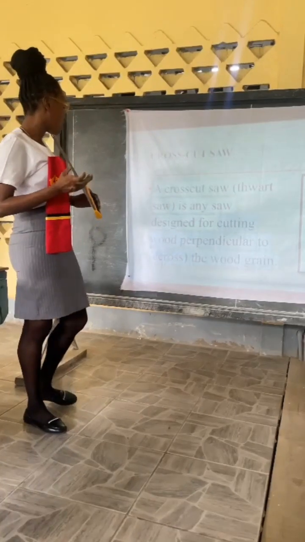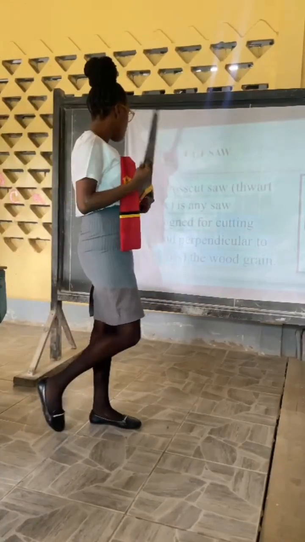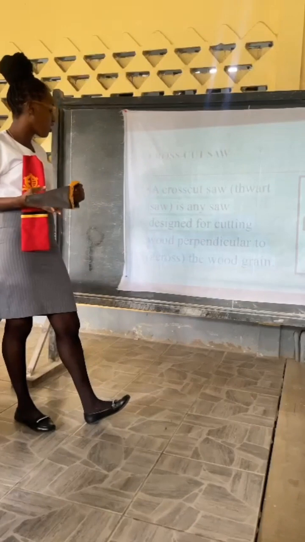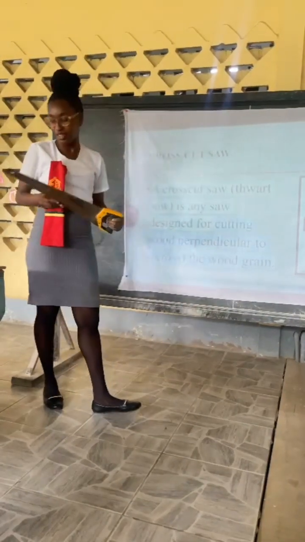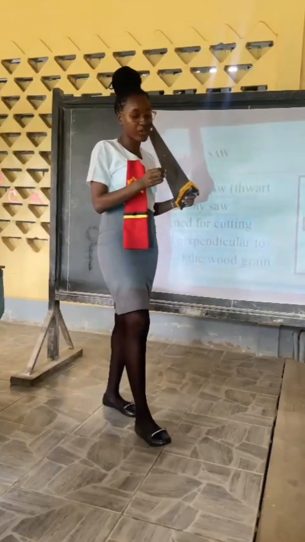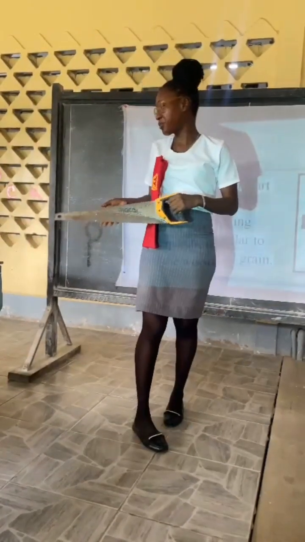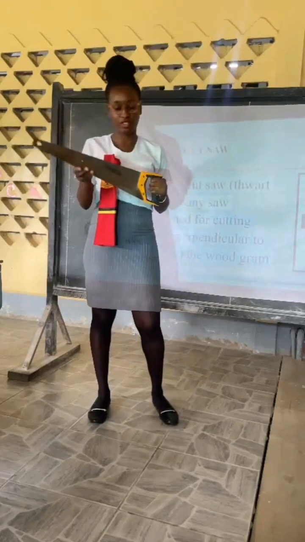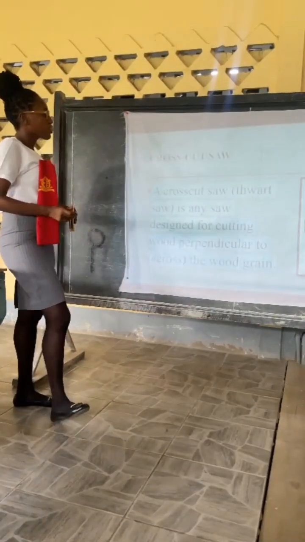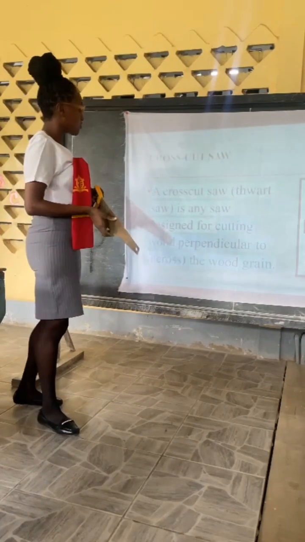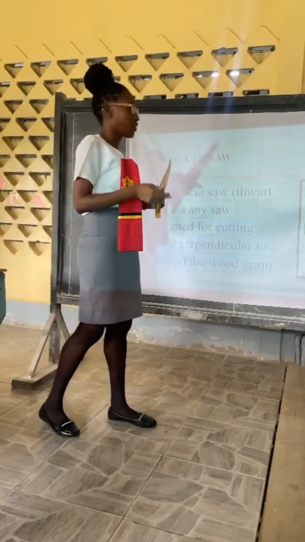It is designed for cutting wood perpendicular or across the wood grain. So when you are cutting wood across the grain, you start from the edge of the wood. So we will look at the next type of saw, that will be the final saw.